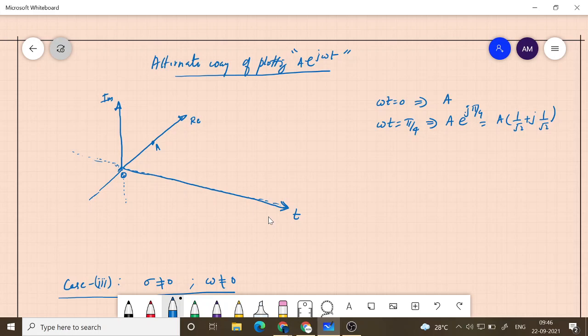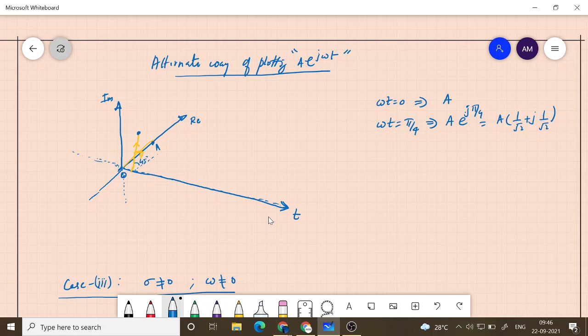If you take the magnitude of this quantity, it is still A. So you can think about a vector of length A like this. At a later time, it will be pointing in a different direction like this, at 45 degrees with the real axis. So if I plot this angle, this is 45 degrees. This is the new point.